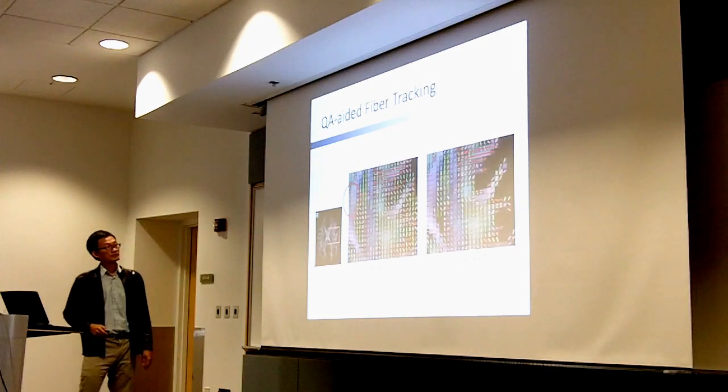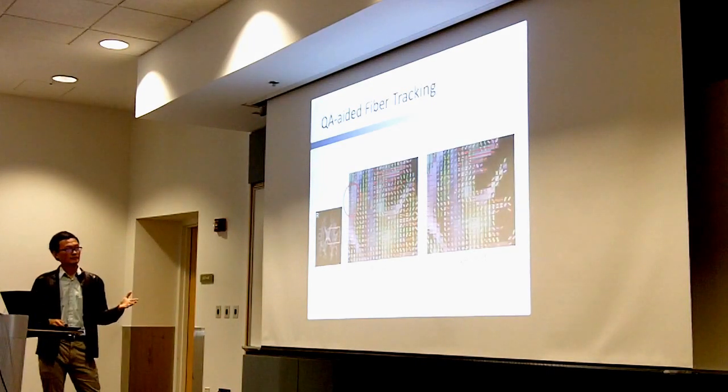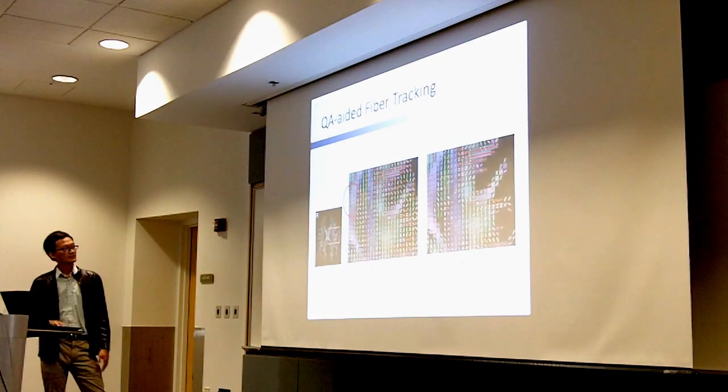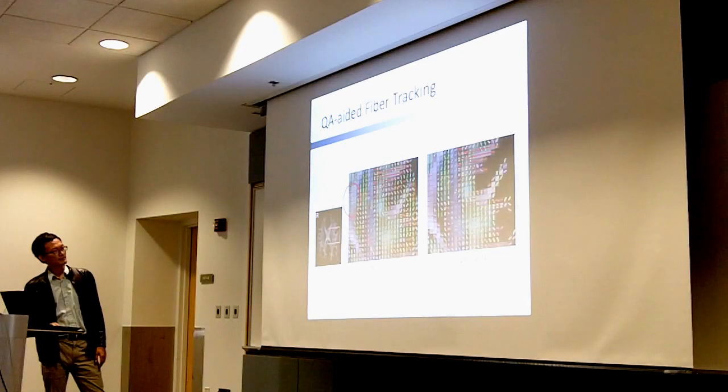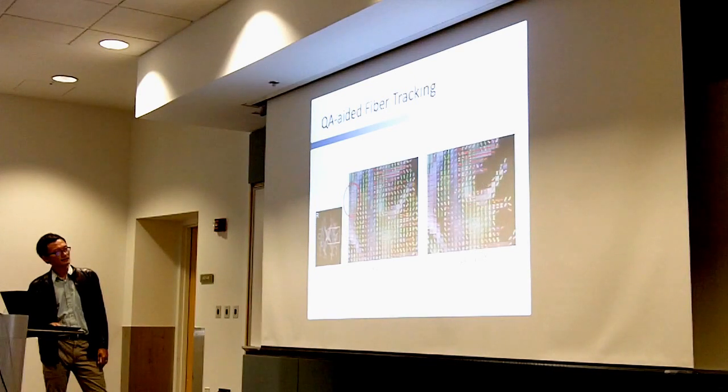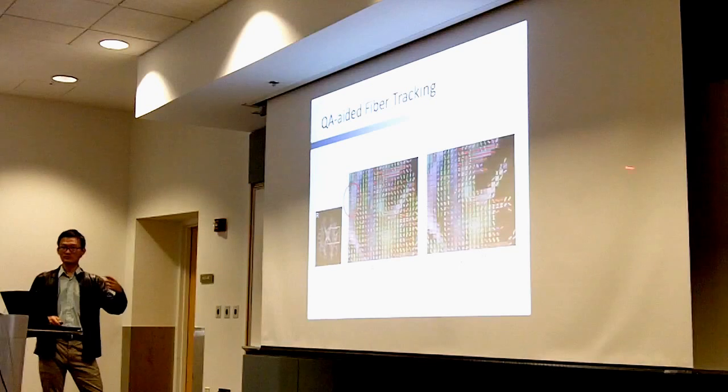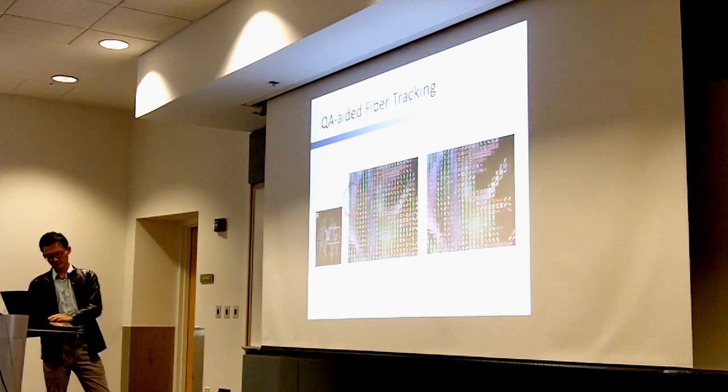So the first thing we can do is use this type of technique to improve fiber tracking. You see here, if you use FA base, you get a lot of noisy fibers out here. With the QA base, you can nicely filter out the fibers and get a clear picture of the local fiber direction to provide for the tractography.